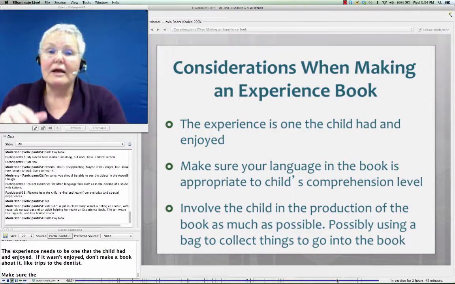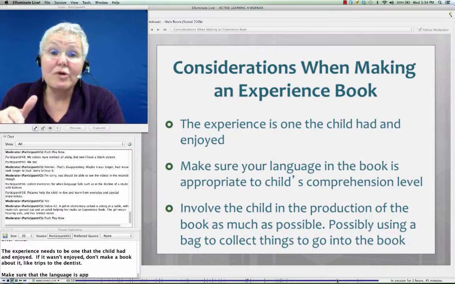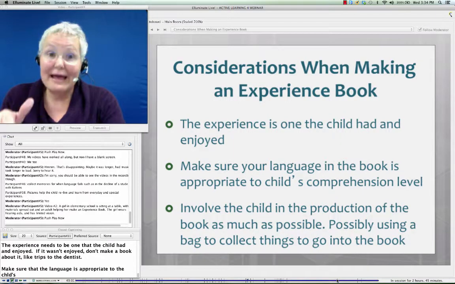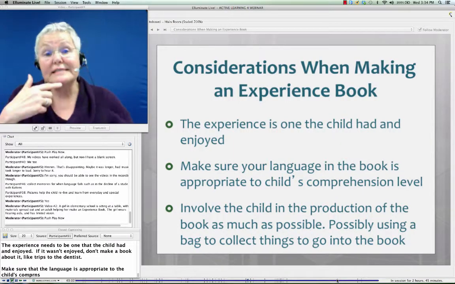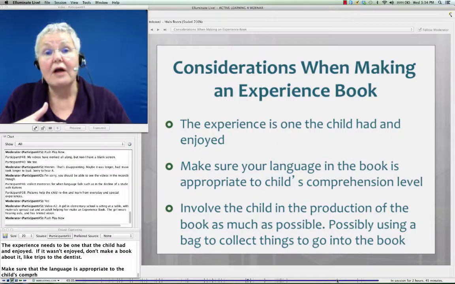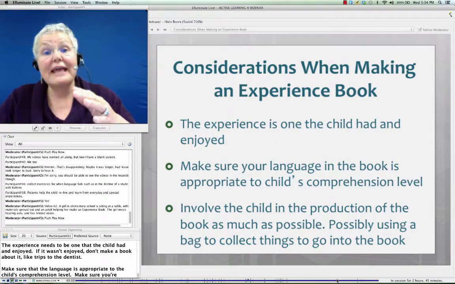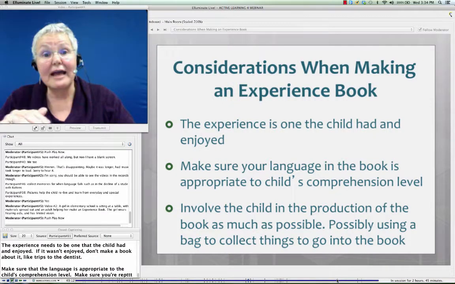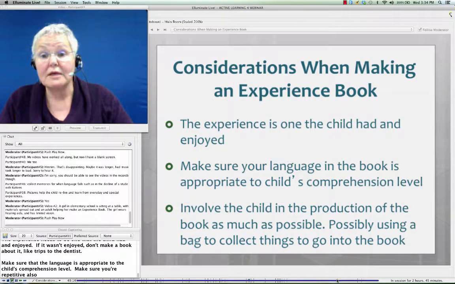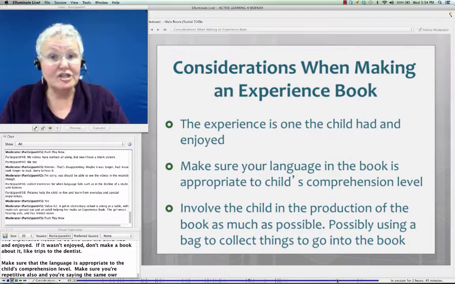Now, make it simple, make it age appropriate, and make it repetitive, so that you're saying the same words, or you're signing the same words, or you're tactilely having the child touch that same item when you're saying the word. Involve the child in the production of the book as much as possible.